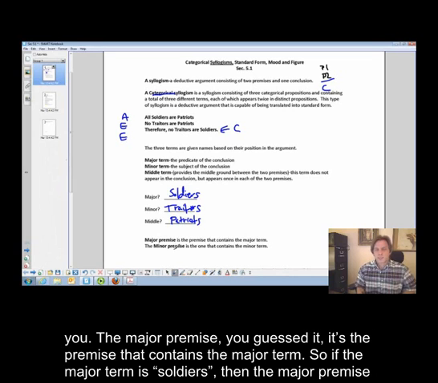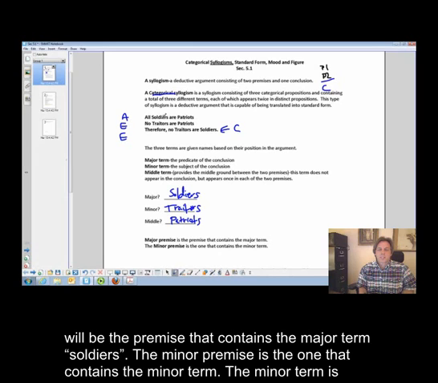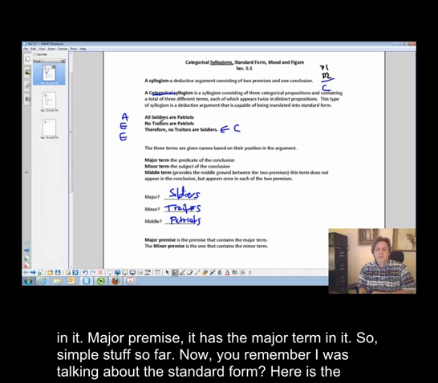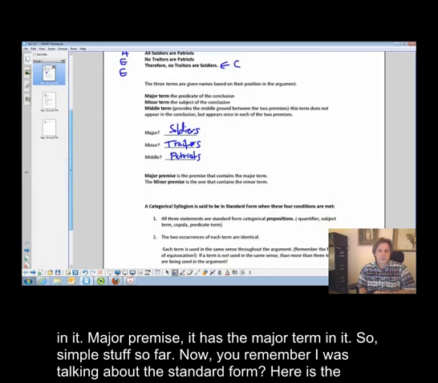The major premise, you guessed it, is the premise that contains the major term. So if the major term is soldiers, then the major premise will be the premise that contains the major term soldiers. Okay? The minor premise is the one that contains the minor term. The minor term is traitors. The minor premise is the one that contains the term traitors in it. So this would be the minor premise because it has the minor term in it. Major premise, it has the major term in it. Okay, let's keep going. So simple stuff so far.